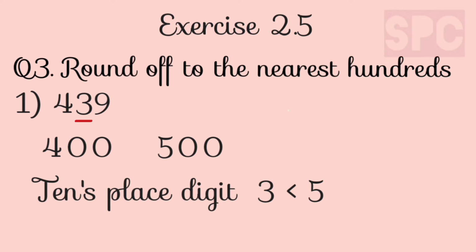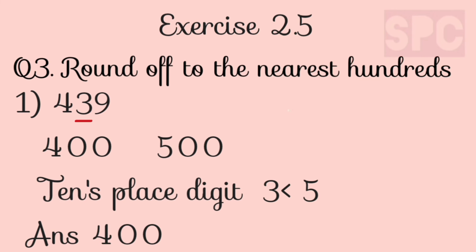So if it is less than 5, we will step down, and if it is 5 or more than 5, then we will step up. So in this case, this 3 is less than 5, so we will step down, means we will round it off to 400.